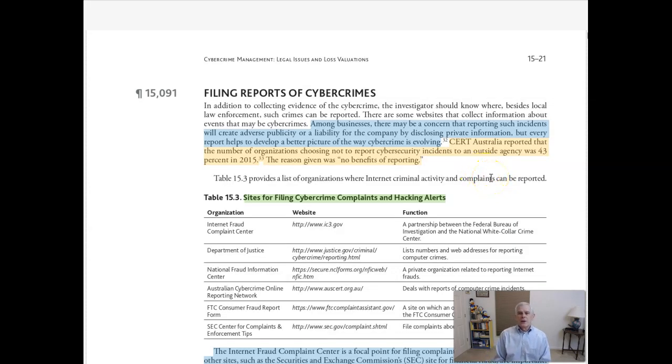Now, here, it's odd that a lot of times businesses don't want to report incidents that happen to them. They want to keep it private. They're afraid of losing their reputation. So in a lot of cases, the companies themselves who are victims of cybercrime don't report it. It says here that in Australia, they found that 43% of organizations chose not to report cybercrime incidents. Almost half of companies don't report it.